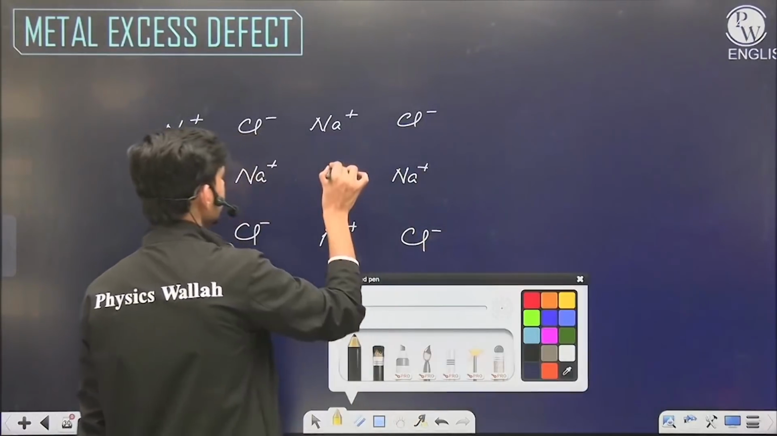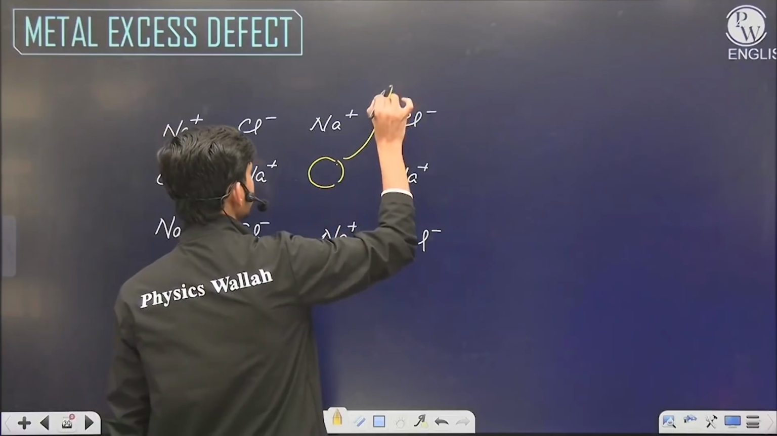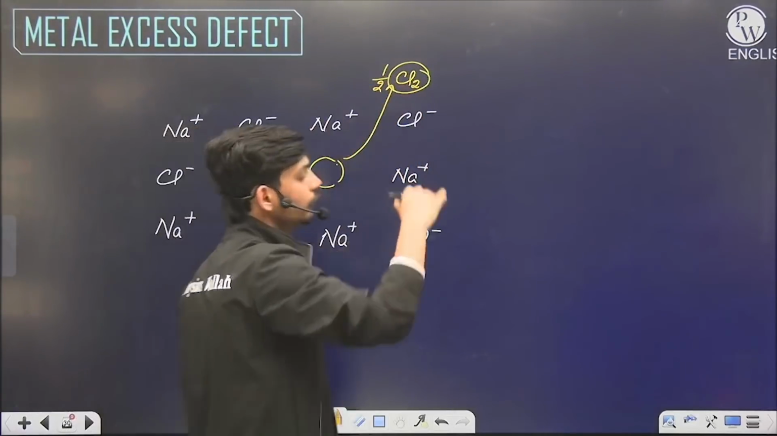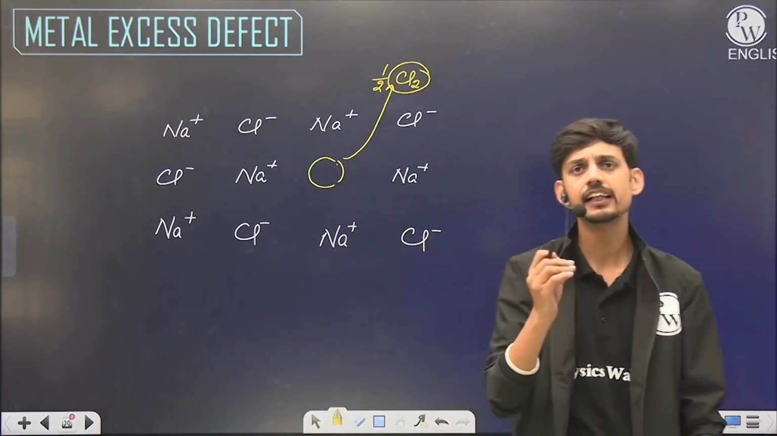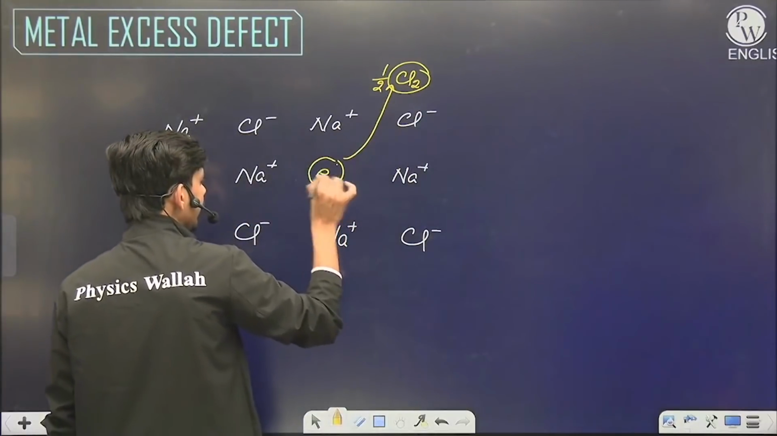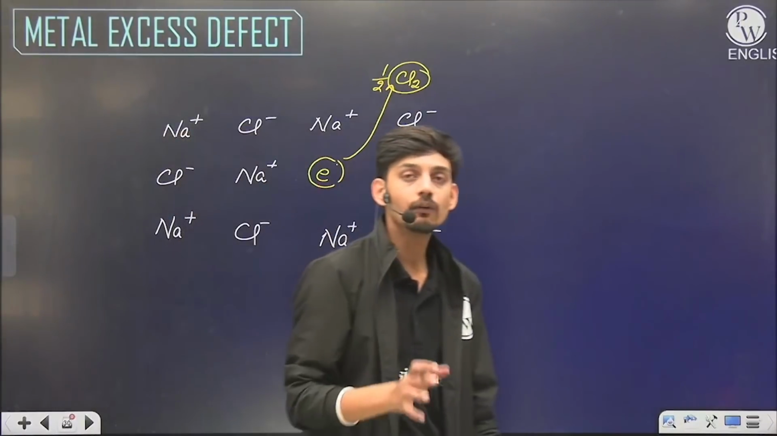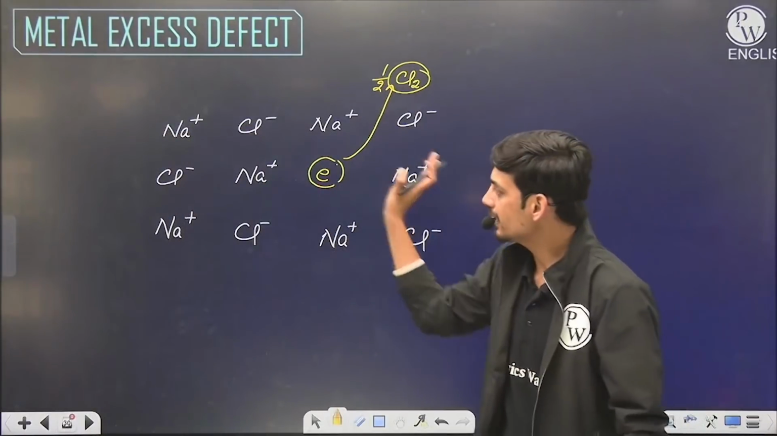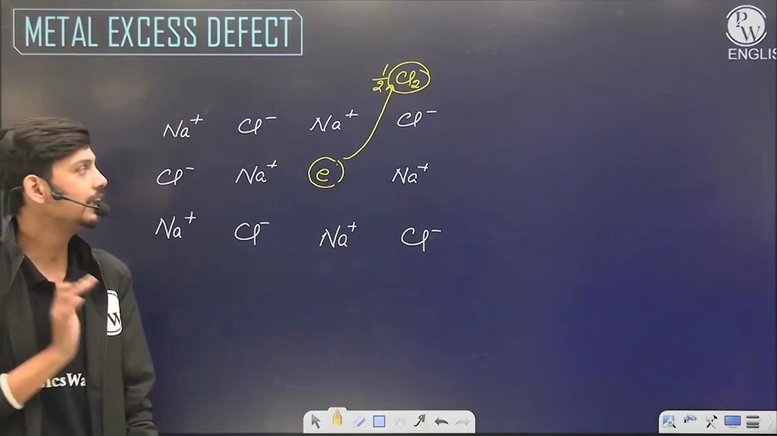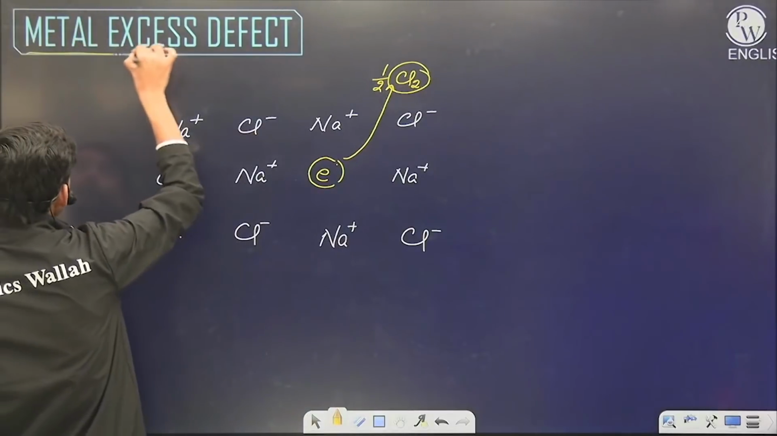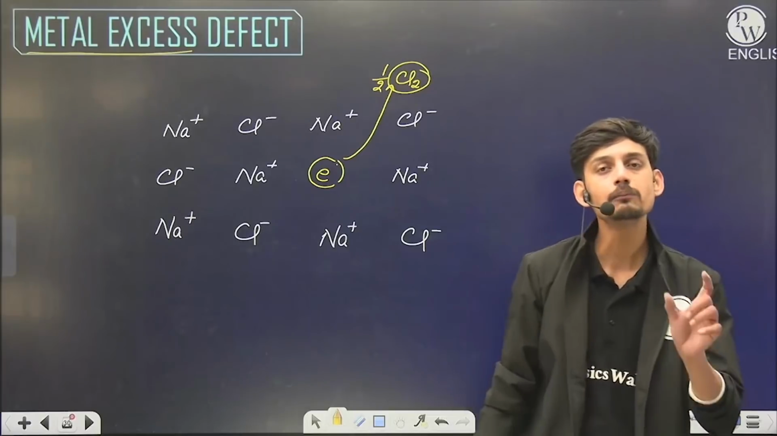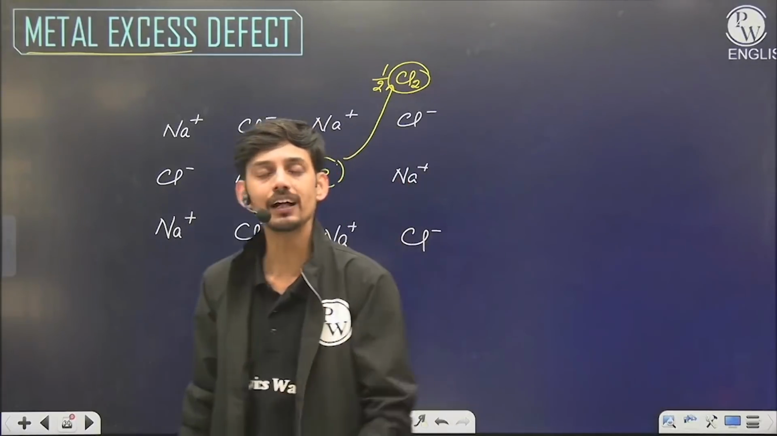1 Cl ion is lost in the form of Cl2 gas. Due to some external factor, Cl negative ion is being lost as Cl2 gas, and that Cl minus has left its electron behind. So now only Cl minus is going. Na plus is still the same. So we have more Na plus than Cl minus. And that's why the defect is called metal excess defect, where metal is present in excess and non-metal is deficient. Non-metal has been removed from the lattice.